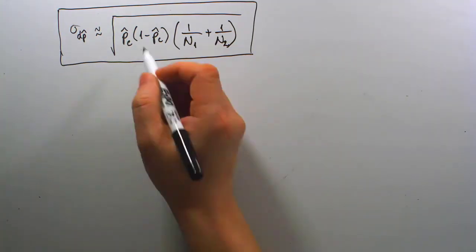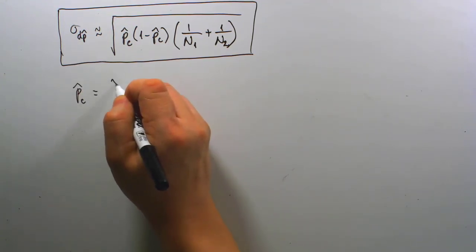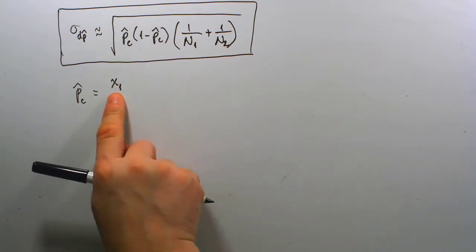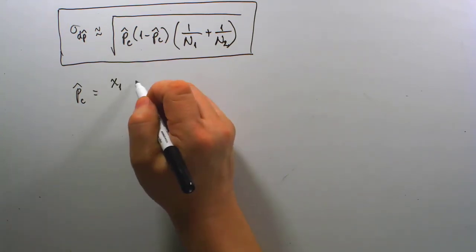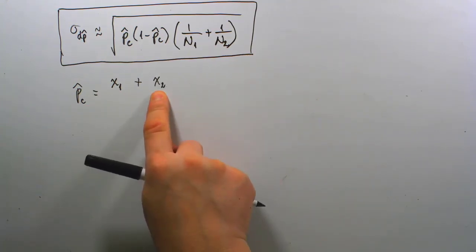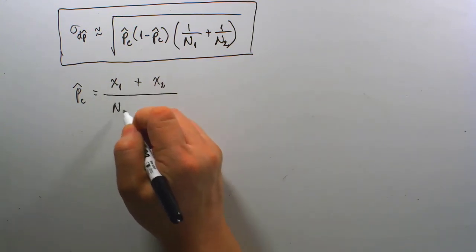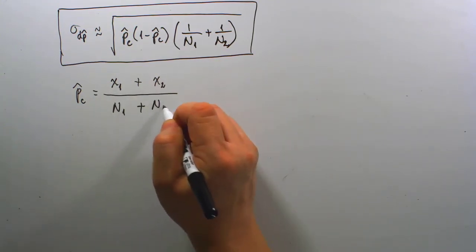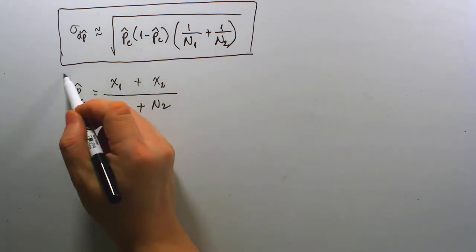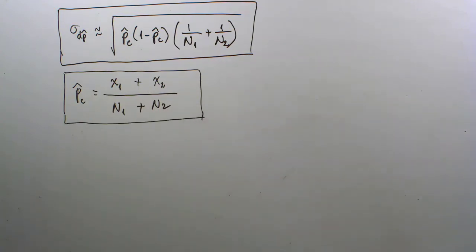And for the p hat c that we used here, we simply take the success count in sample 1 plus the success count from sample 2, total those two success counts, and divide by the total of the two sample sizes, n1 plus n2. This is another formula we learned in the work earlier in part A of our example.